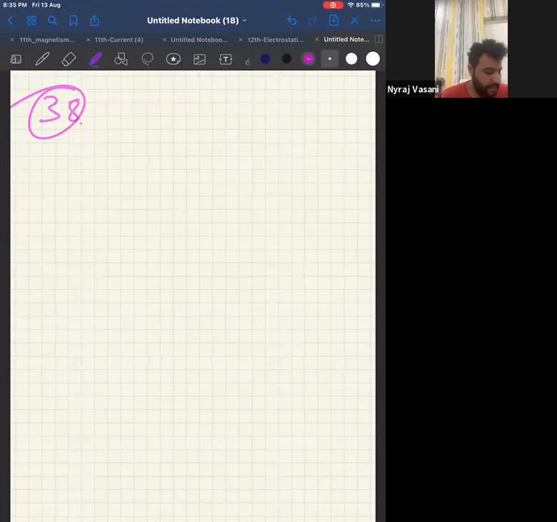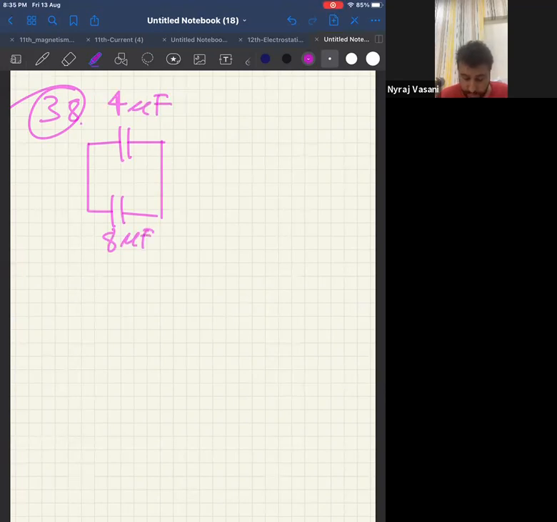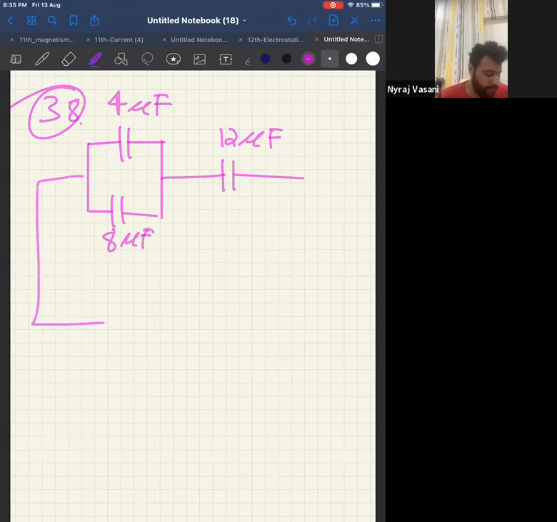So look at this. A 4 microfarad condenser is connected in parallel to another condenser of 8 microfarad. Now both the condensers are then connected in series with the 12 microfarad condenser and charged to 20 volt. The charge on plate of 4 microfarad capacitor is.